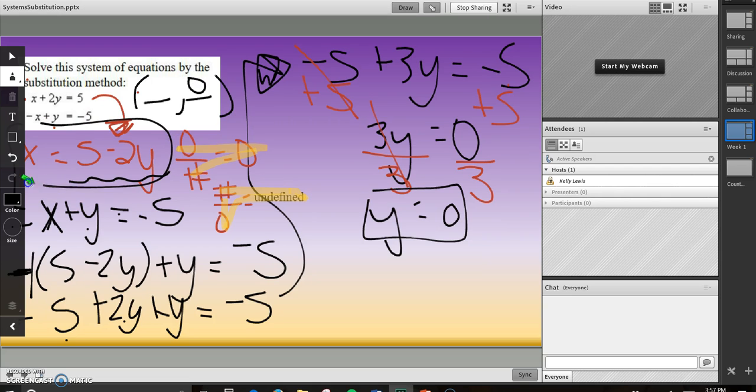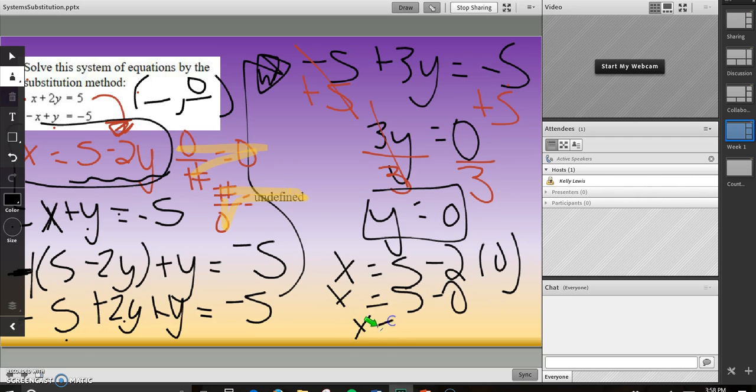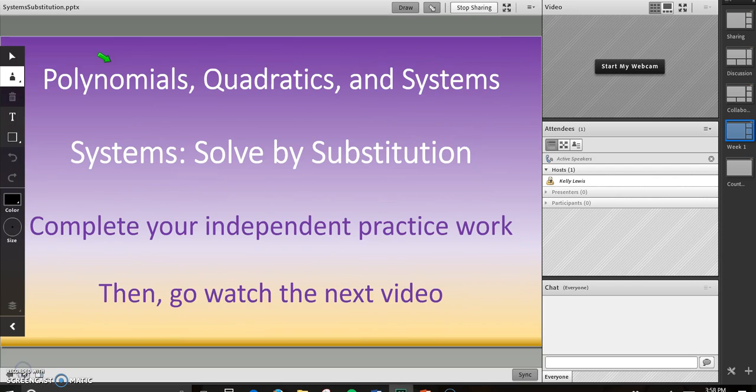So I'm going to come right here. Say x equals 5 minus 2 times 0. So 2 times 0 is 0. So I get x equals 5. So I get 5 comma 0. And that's my answer, 5 comma 0. It's okay to get 5 comma 0. It would also be okay to get the answer 0 comma 0, by the way. All right, so that's solving by substitution, and you do it when the letter's all by itself. So go try the homework.